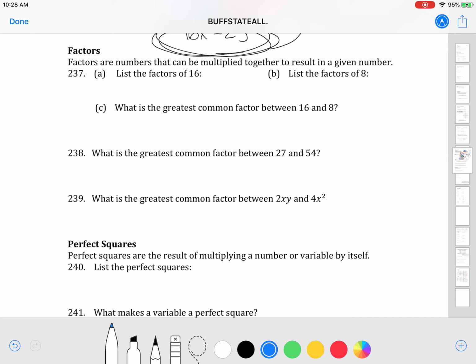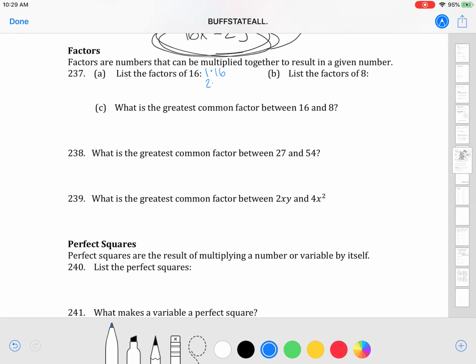So for example, 237 is asking about the factors of 16. Think about sets of two numbers that you can multiply together to get 16. I always like to start at 1. It helps you organize your thoughts a little bit, but 1 times 16 is my first pair of numbers that can be multiplied together to get 16. So 1 and 16 are factors of 16.